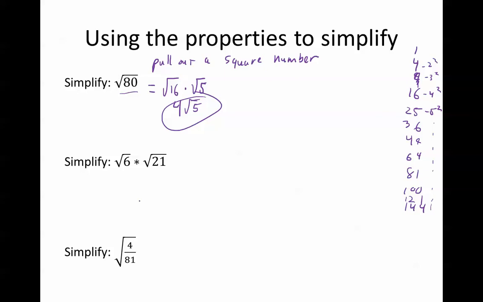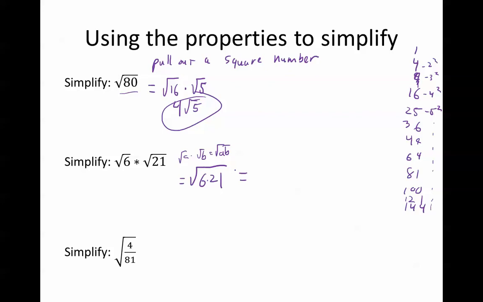What about the next one? The square root of 6 times the square root of 21. Well, we can use that same property that says root A times root B is equal to root AB. So root 6 times root 21 is simply root 6 times 21, which we have to calculate. So let's see here.